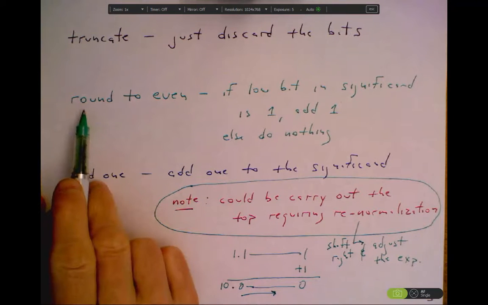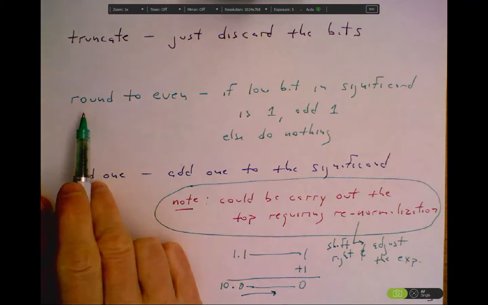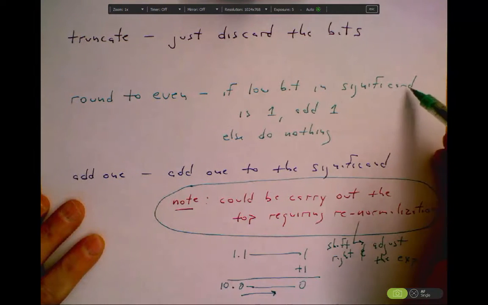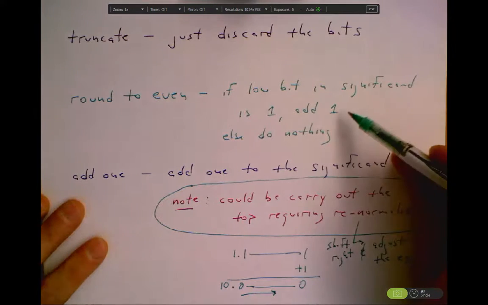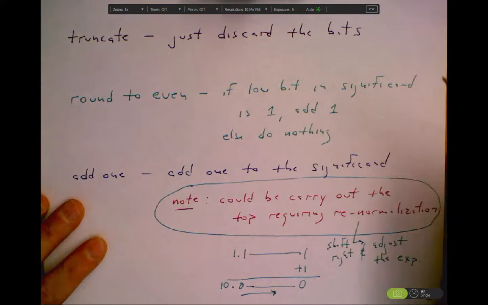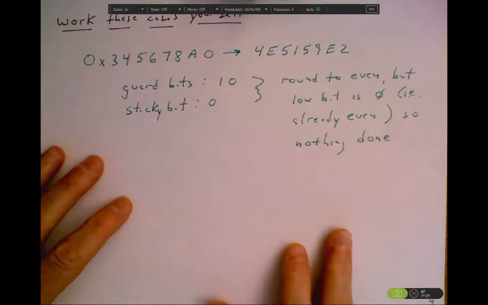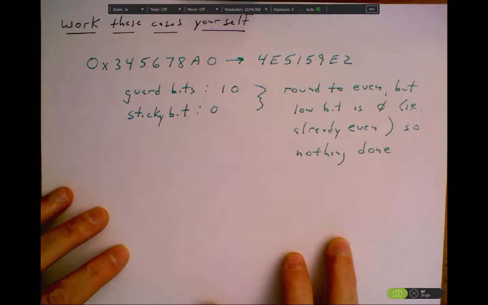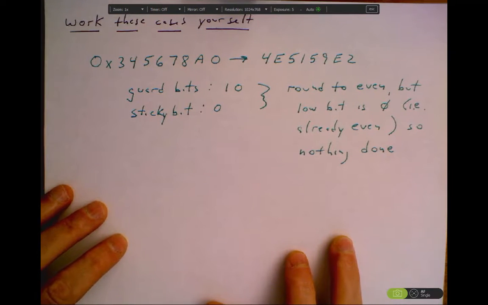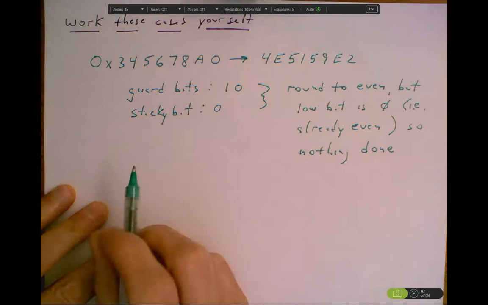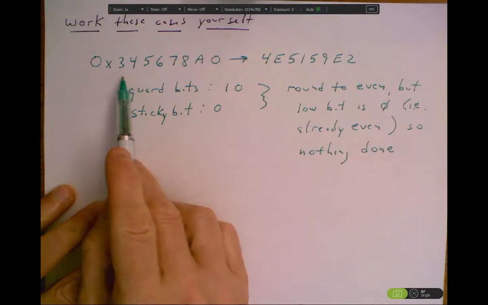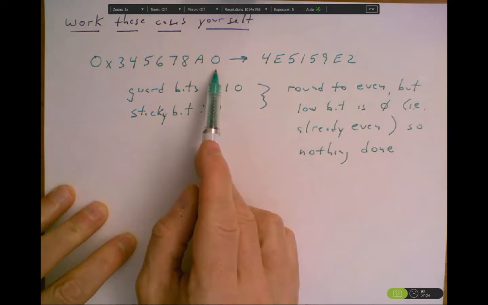All right, the middle case then is what I was looking at more carefully in the example. Round to even means if the low bit in the significand is a 1, add 1, else do nothing. So the idea is you're going to end up after rounding with an even number, in other words, with the rightmost bit being 0. Okay. So what you want to do is go work some of these cases yourself. And let me suggest a few that you might want to look at. And these are all closely related to the one I worked up, obviously. I've just varied some of the bottom bits in order to illustrate some of the other cases.